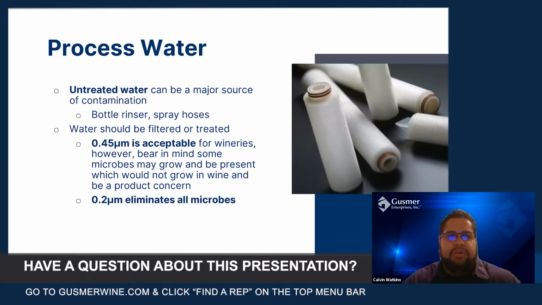Processed water. Untreated water can be a major source of contamination in the winery. You can have water in spray hoses, water in a simple bottle rinser. Really, your processed water should be filtered or treated. A 0.45 micron filter is acceptable for most wineries. However, there are some microbes that might be present which would not grow in wine and be a product concern. So essentially, the 0.45 is acceptable for wineries.